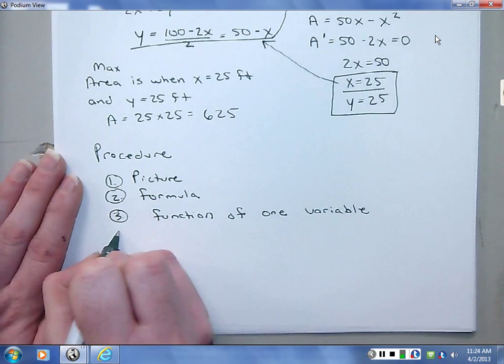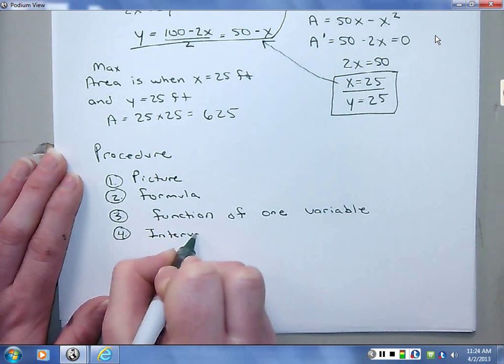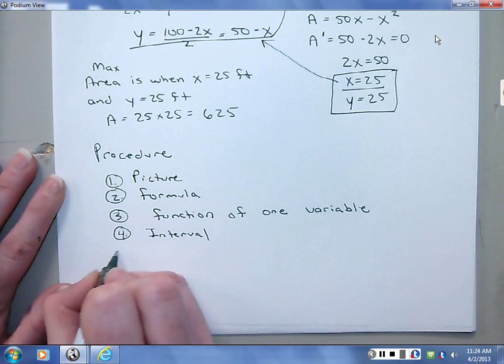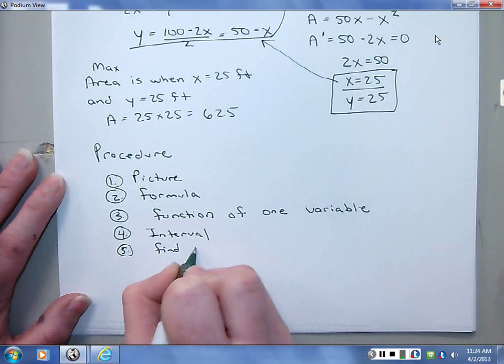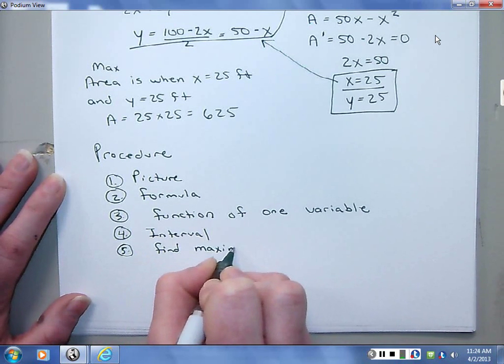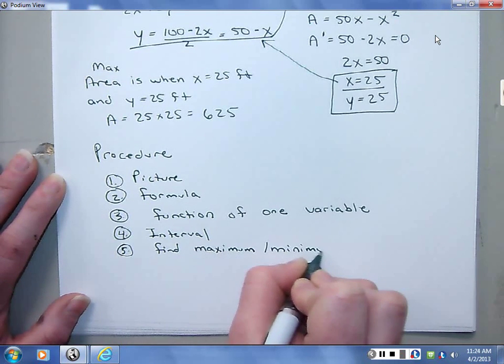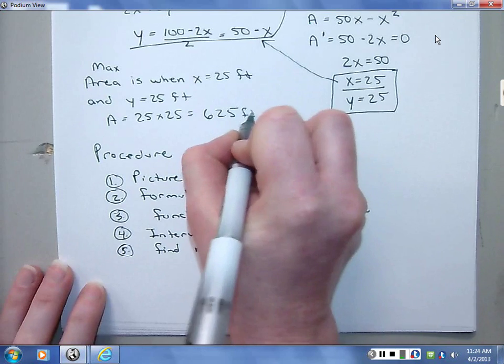And then step 4, you want to also keep in mind the interval. The function has to make sense within a certain bound. And then step 5 is to actually find the maximum or minimum. And in this case, that was the 625. 625, and this would be feet squared, right?